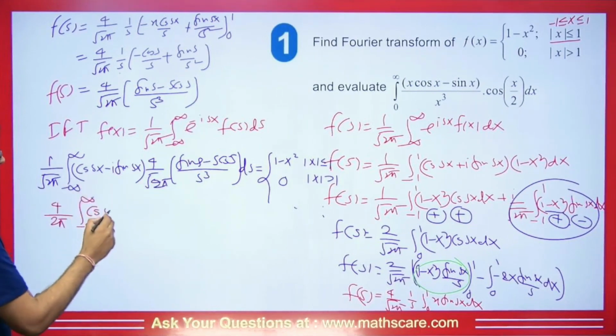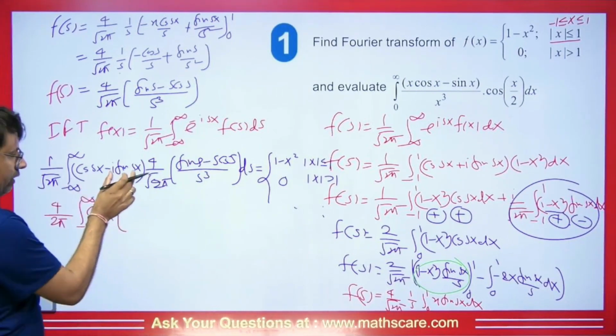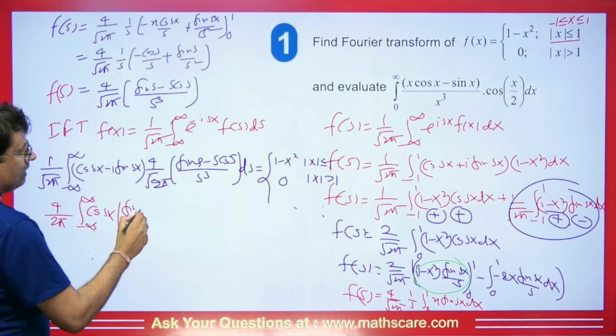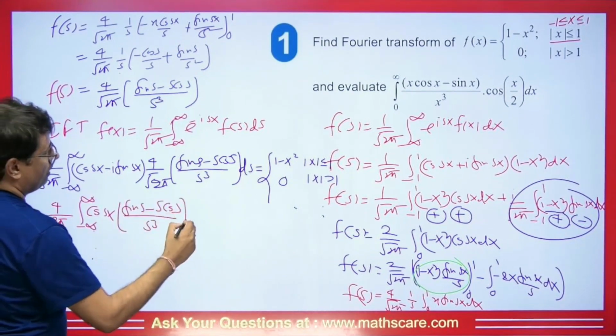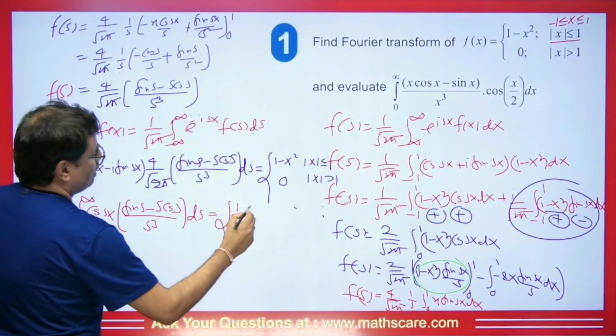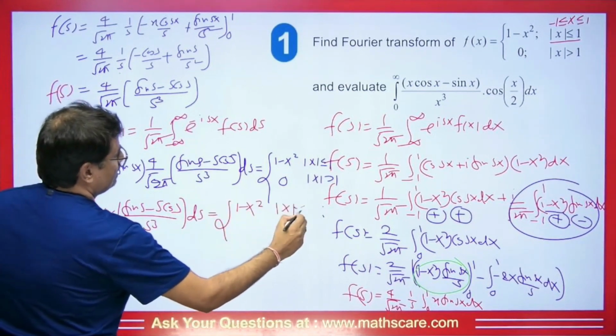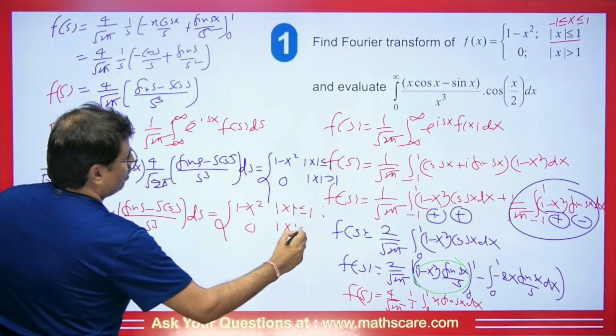Cos sx, and it will be multiplied with this term, because this term will become 0, right? Then we will get the value as (sin s minus s cos s) divided by s cube into ds equals 1 minus x square, where mod x is less than or equal to 1, and 0 where mod x is greater than 1.